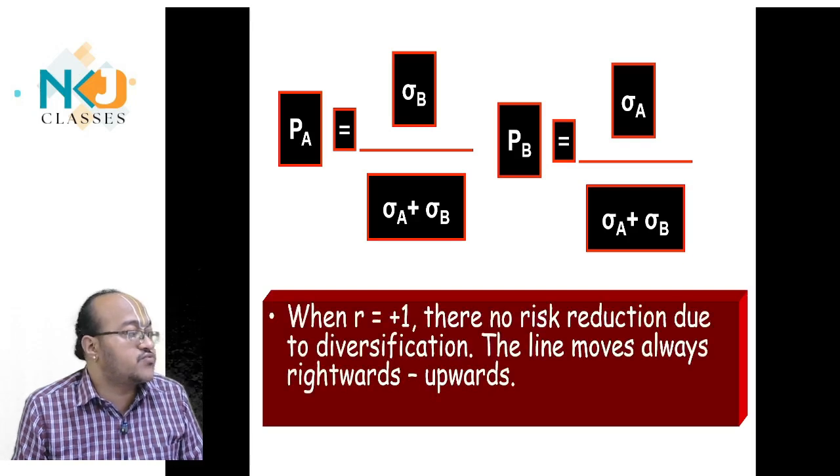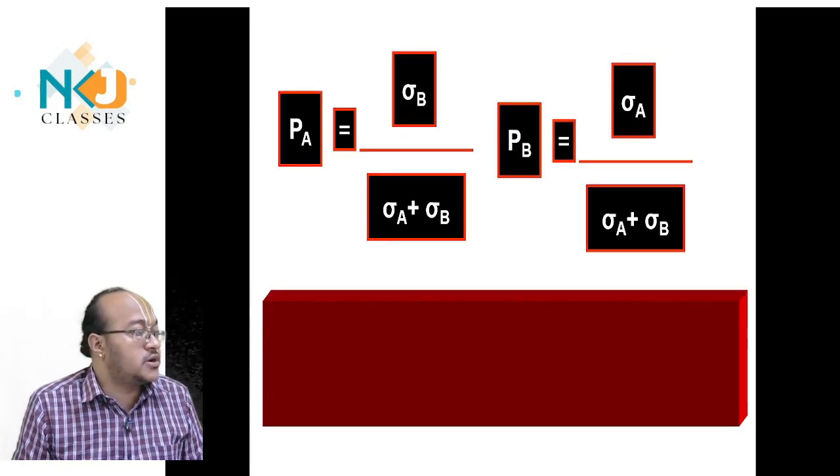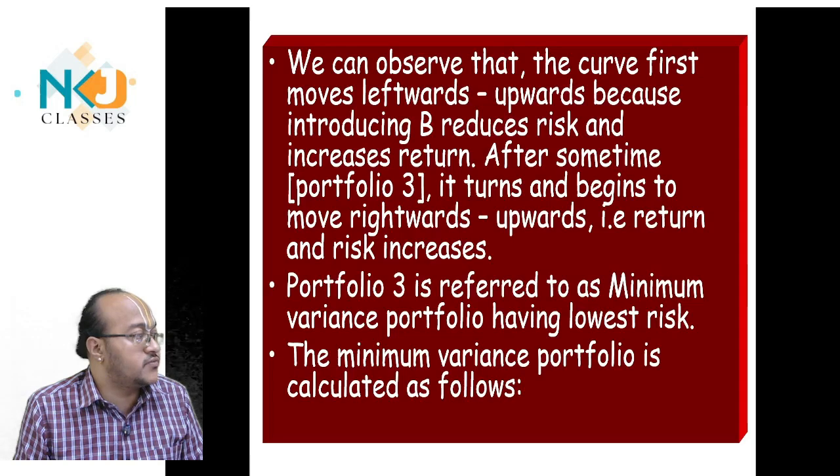When R is +1, there is no risk reduction due to diversification. The line moves always rightwards and upwards. Are you understanding? Next, the efficiency frontier. Before that, copy this down, and then I will discuss the efficiency frontier.